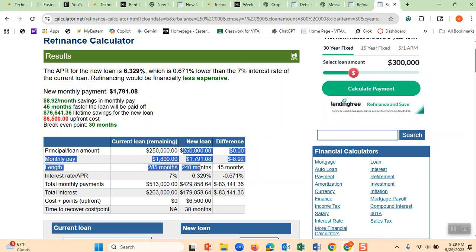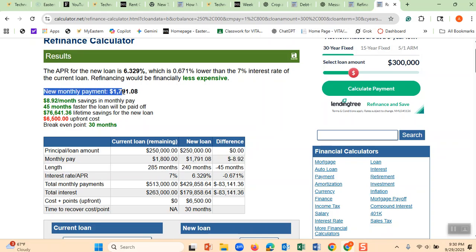Therefore, we want you to understand this calculator, and when you do that, please explain this. Look at here. Here it is telling you your new monthly payment is this much. You pay less every month, but the real saving comes because you pay 45 months earlier. Do you see here, 45 months? If this one is 285 payments of 1,800, this is only 240 of this payment.